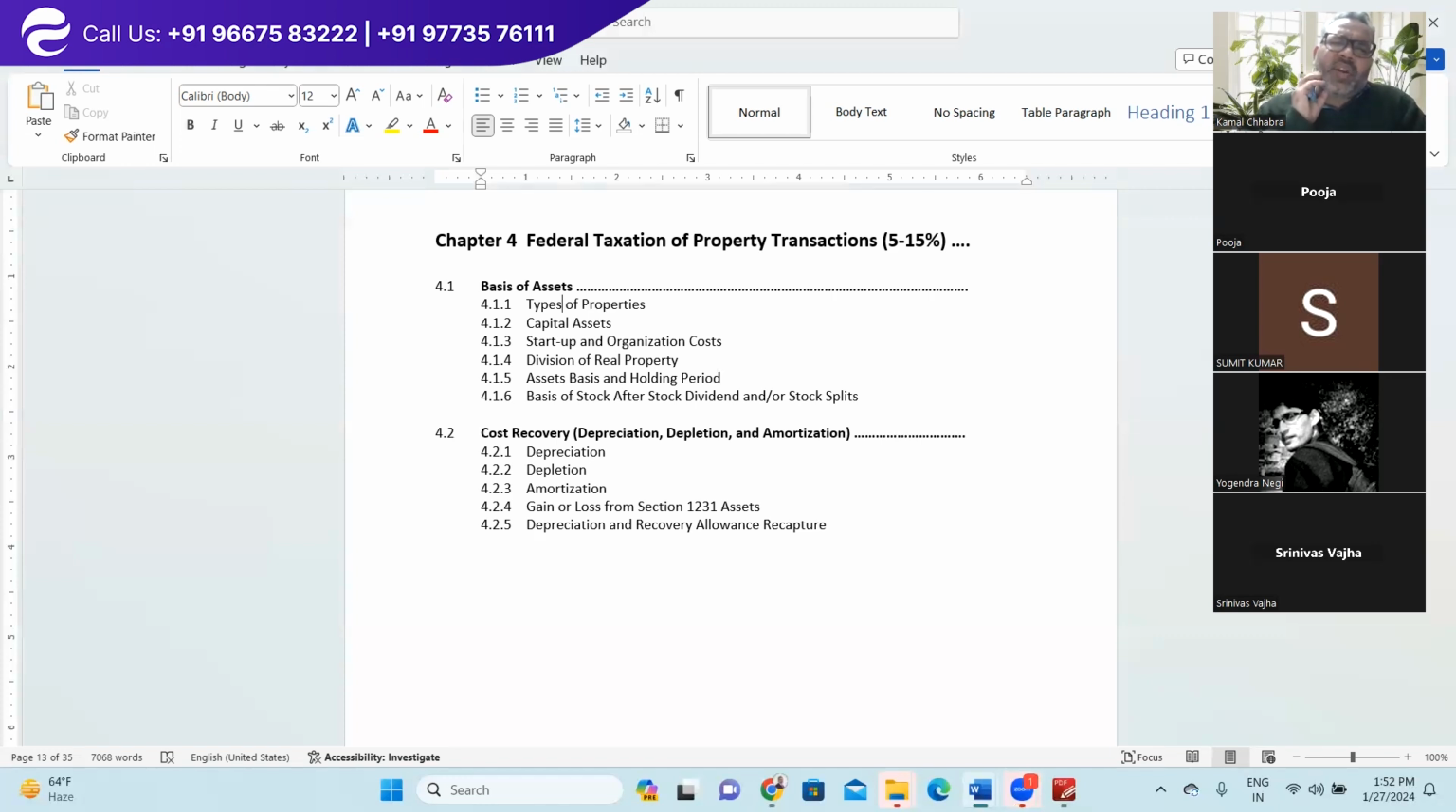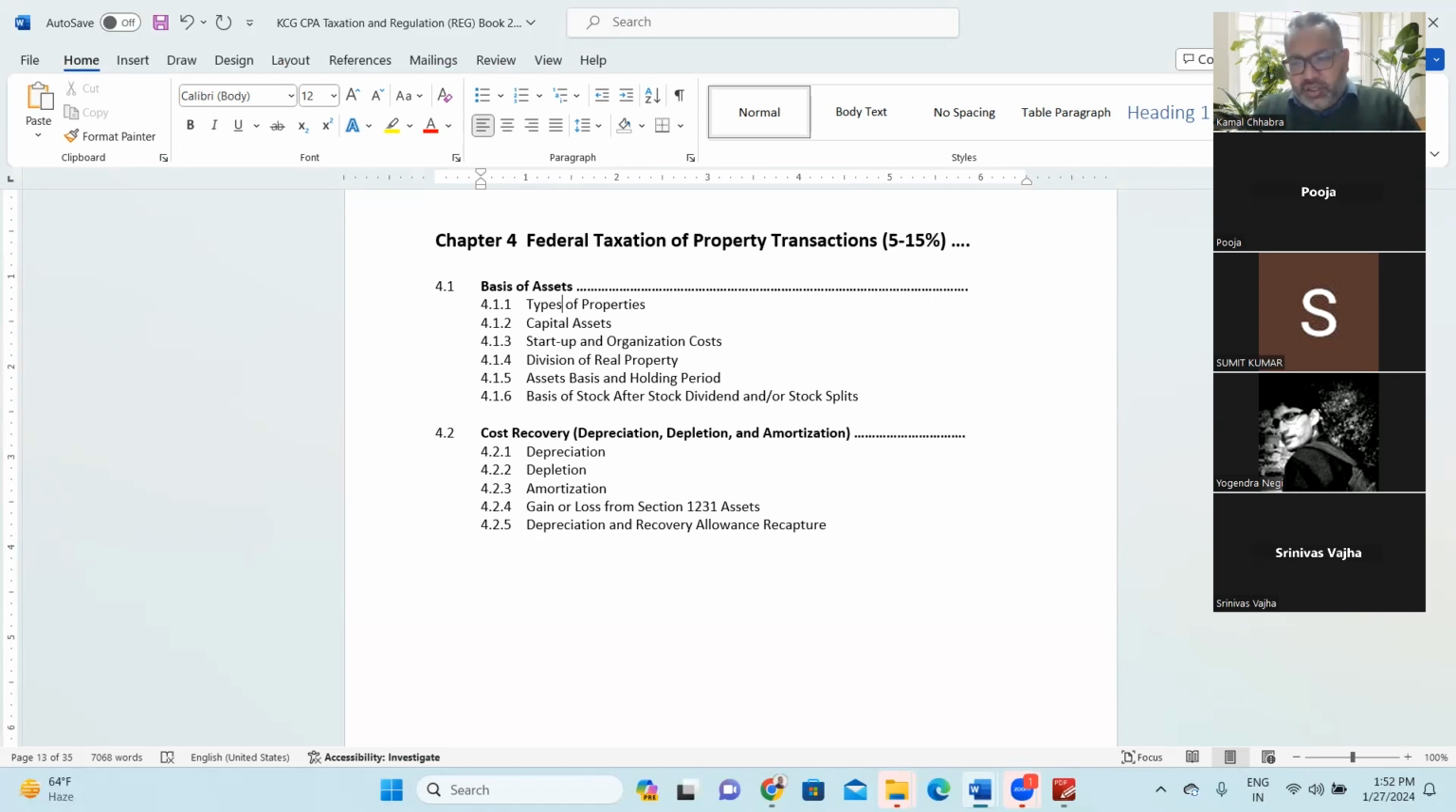Then after, we'll be discussing what is a capital asset, and more importantly, what is not considered a capital asset, which is considered repair and maintenance expenses, right? Capital nature of expenditure and repair nature of expenditure. So that we'll be discussing in the second topic.